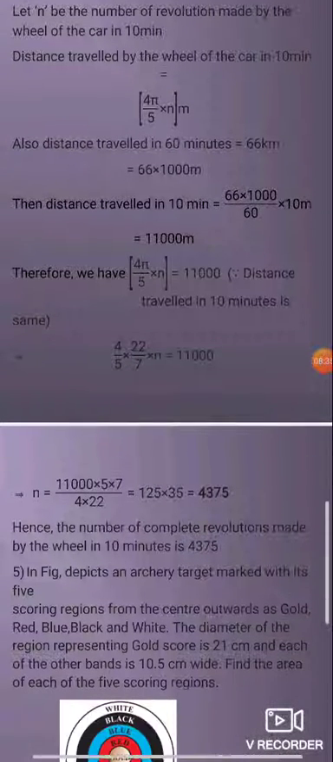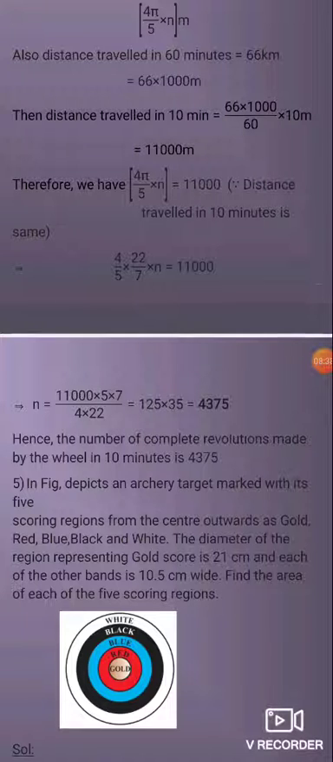Now next, last question. The figure depicts an archery target marked with its 5 scoring regions from the center outwards as gold, red, blue, black and white. The diameter of the region representing the gold score is 21 centimeter and each of the other bands is 10.5 centimeter wide. Find the area of each of the 5 scoring regions. Now listen carefully, a circular portion is there. Then we need to find out the area of gold, red, blue, black and white separately.